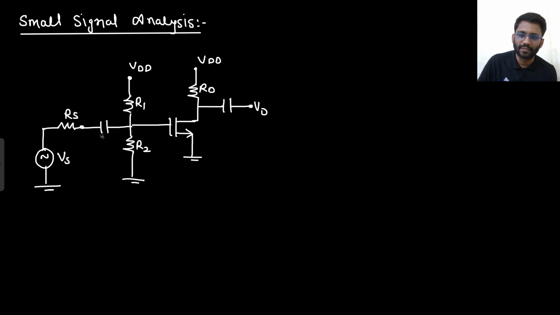Let's do the small signal analysis. In the small signal analysis, this will be shorted. This VDD is gone. This VDD will also be shorted. So from this node to ground, you can see R1. From this node to ground, you can see R2. So what you can do, you can replace this resistance as R2 parallel with R1. Well and good. This will also be shorted.